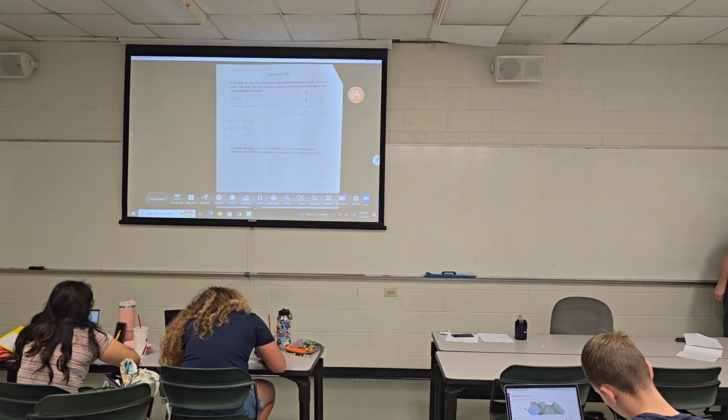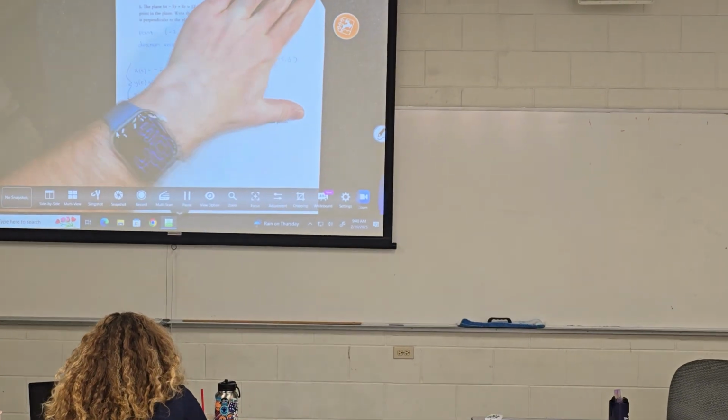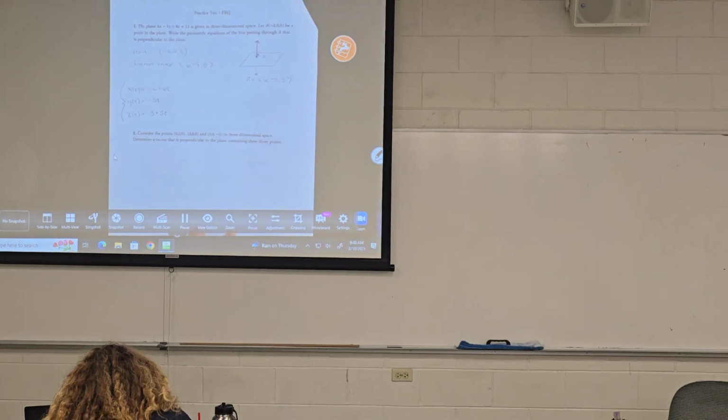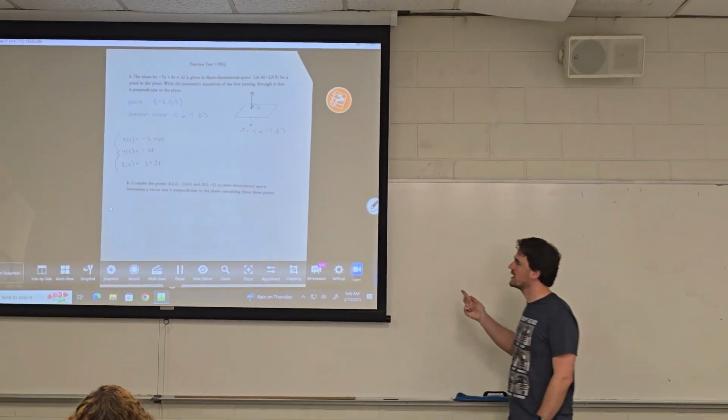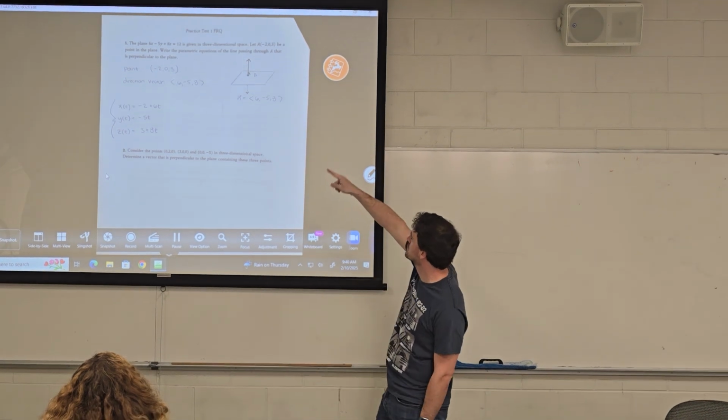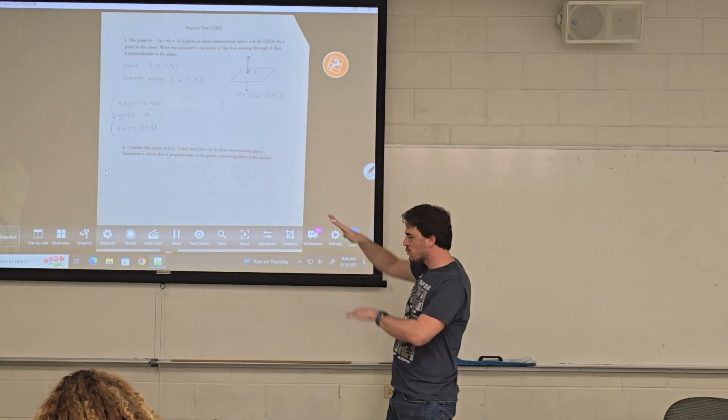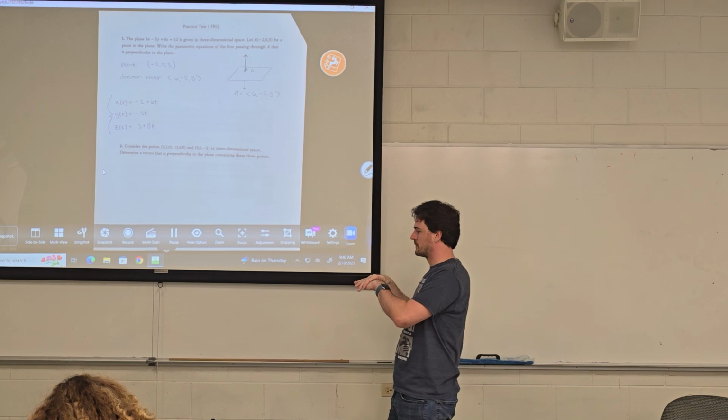It says write an equation of the line passing through that point perpendicular to the plane. Well, to make the equation of a line, I need a point and a direction vector. The point is just A.